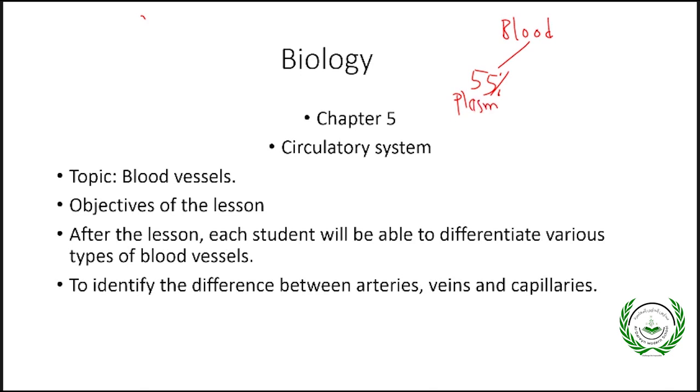The first part we discussed was plasma, which makes up 55% of the whole blood composition. It is the watery part of the blood, which transports nutrients, vitamins, and other important substances. The other 45% is made up of cells. These include red blood cells or RBC, white blood cells or WBC, and thrombocytes or platelets. These are the cells we discussed last time.